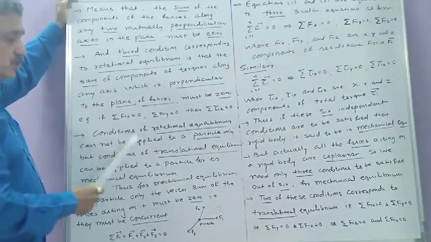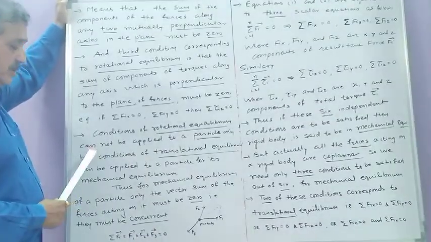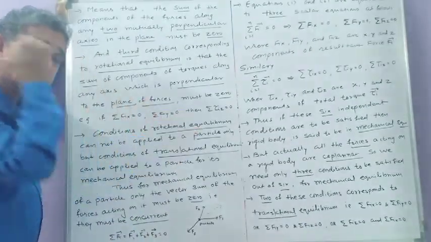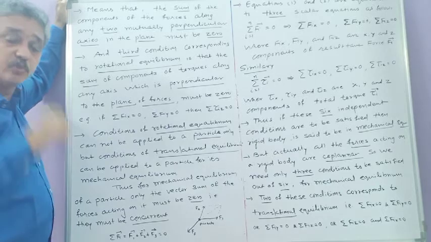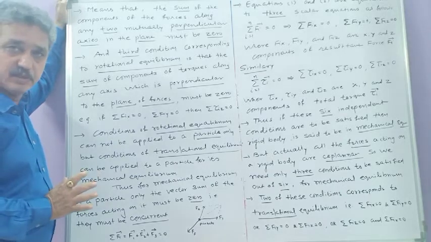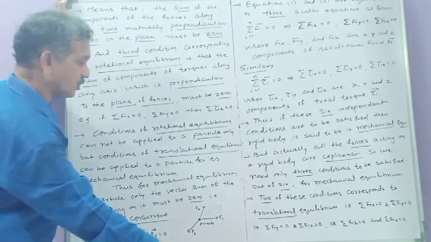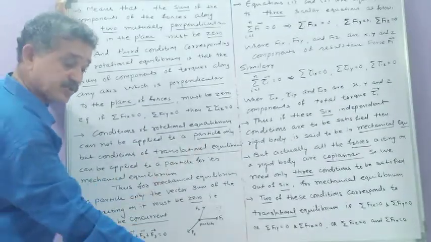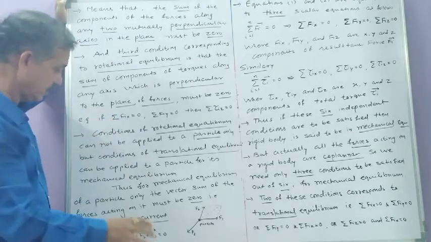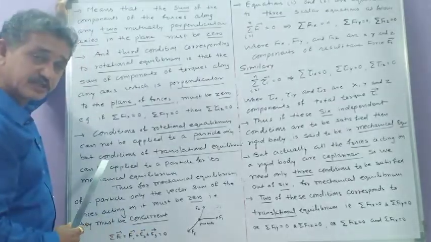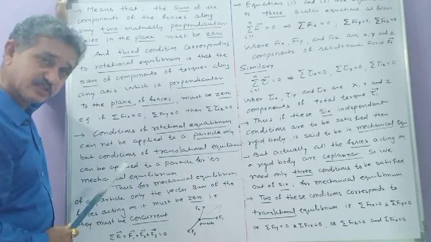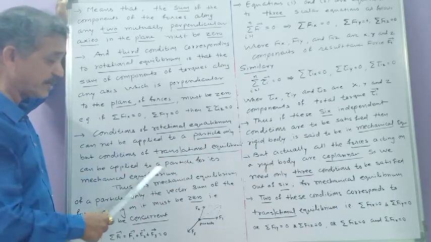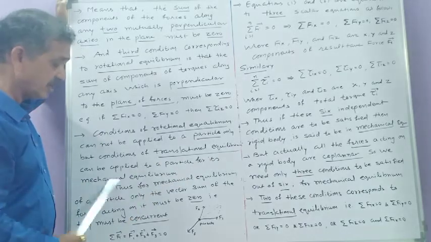Now, conditions of rotational equilibrium cannot be applied to a particle. If a single particle performs rotational motion, it cannot be in rotational equilibrium. That's why the conditions of rotational equilibrium cannot be applied to a single particle which can perform rotational motion. For this, only the conditions of translational equilibrium can be applied. And conditions of translational equilibrium can be applied to a particle for its mechanical equilibrium.